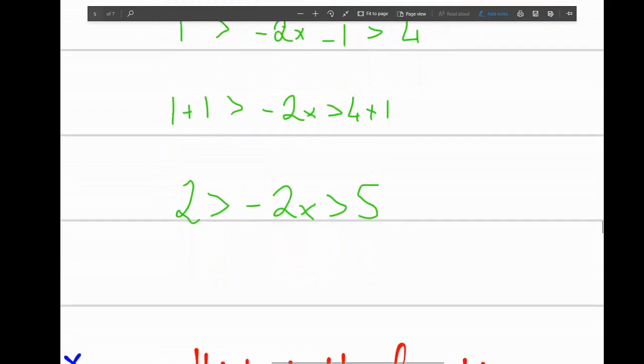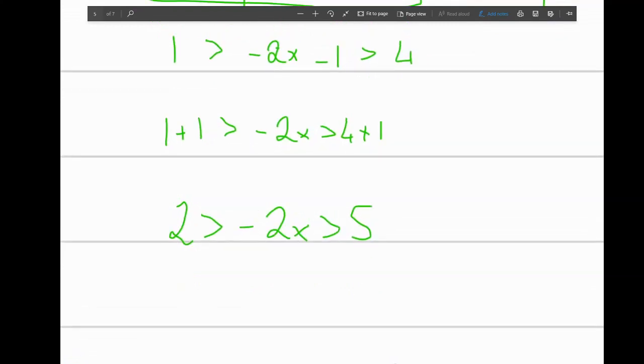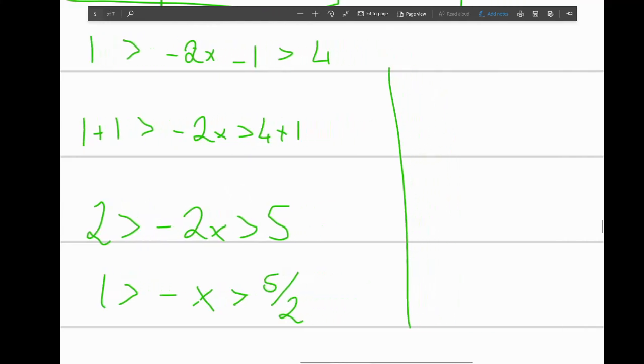We divide everything across by 2, and we get 1 greater than minus x greater than 5 over 2. And finally, to complete this, we need to divide across by minus 1 to get rid of the minus in this part of the inequality. So that's going to give us minus 1 greater than x greater than minus 5 over 2.